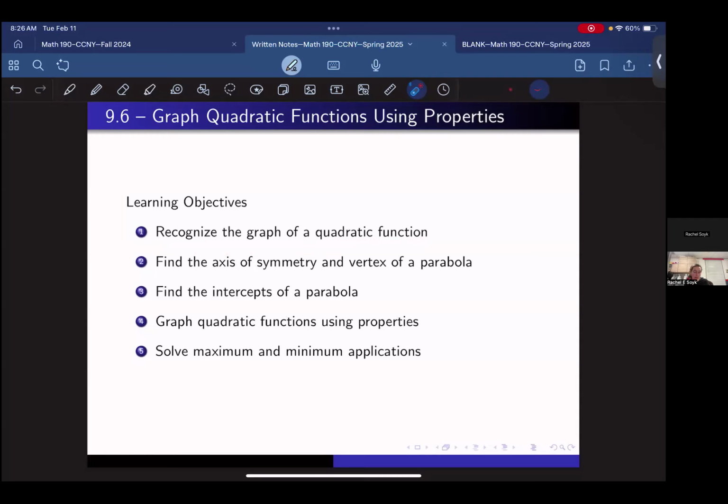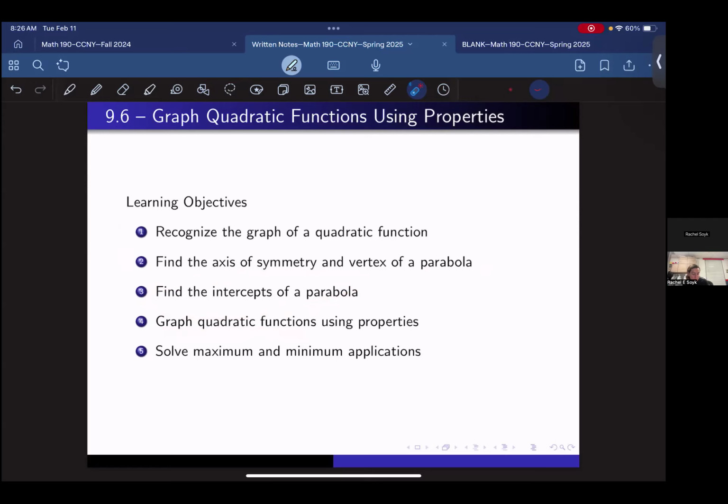We'll be able to find both our axis of symmetry and our vertex of our parabola, which is just a synonym for our quadratic function. We'll also be able to find our intercepts, both our x and our y intercepts. And then we'll be able to learn how to graph quadratic functions using these properties from 1, 2, and 3.